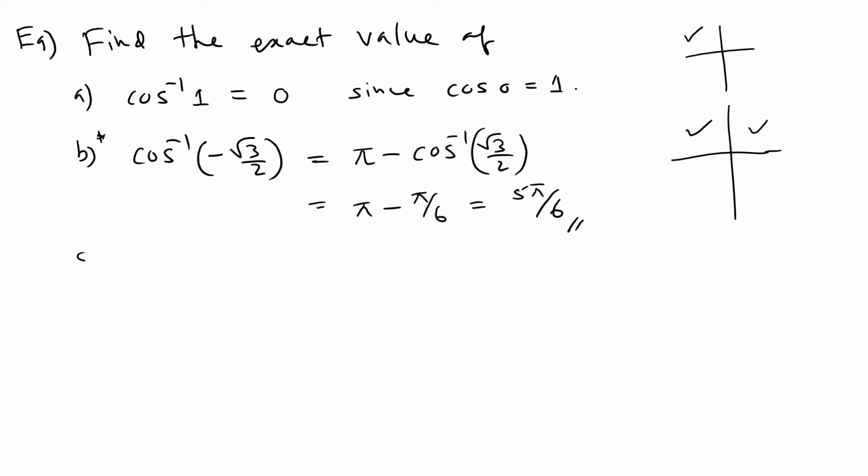And then let's do this one. Let's say cosine inverse e. You know that e is approximately 2.718. So it's more than 1. That means this is undefined.